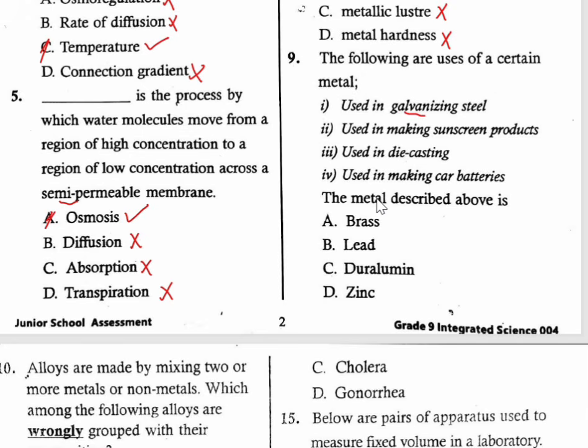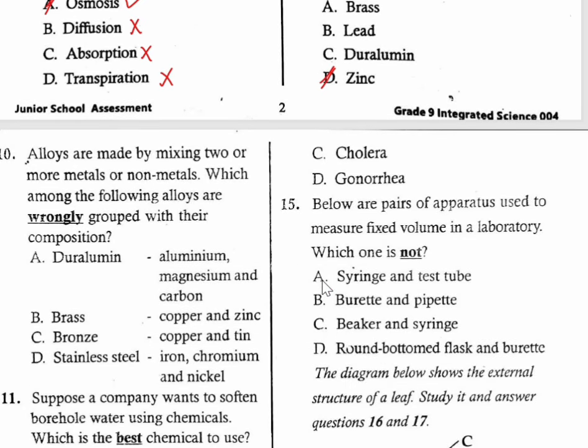So the moment you see galvanizing, galvanization is the process of coating steel with zinc. And therefore, from this option, you can see I have zinc. Zinc is the one that is used in galvanizing steel. Zinc is also used to make what we call sunscreen product, which is referred to as zinc oxide, and therefore the correct option for this case is D, which is zinc. Let us continue to question number 10.